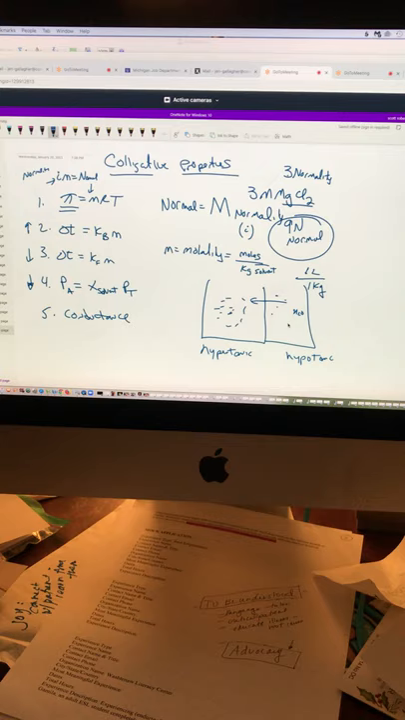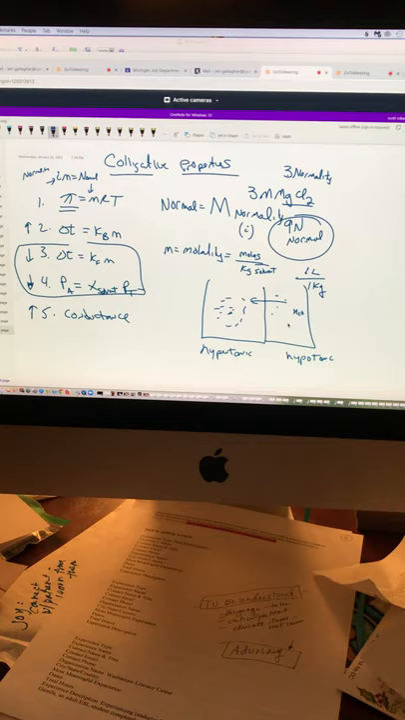Okay, there are 5 colligative properties. Got it? Osmotic pressure, boiling point elevation, freezing point depression, vapor pressure depression, and conductance. 2 of them go down, and the rest all go up when there's more particles. Okay? Again, we're going to come back to this one. Just write it down, get it down, take a picture.